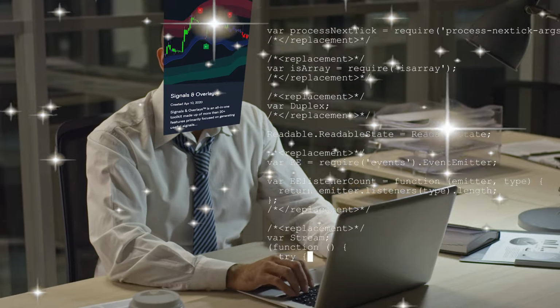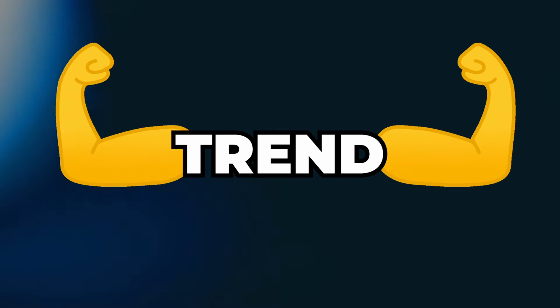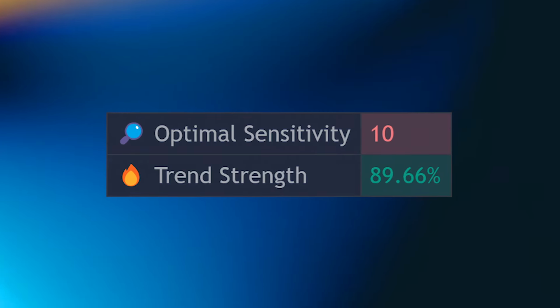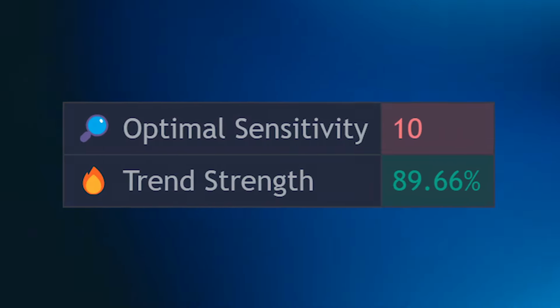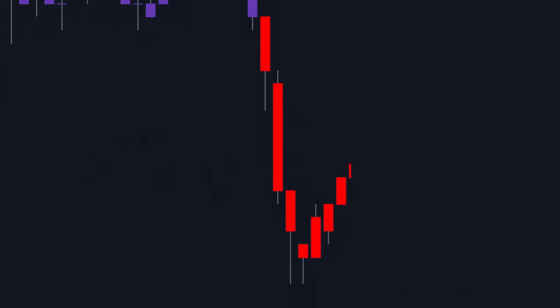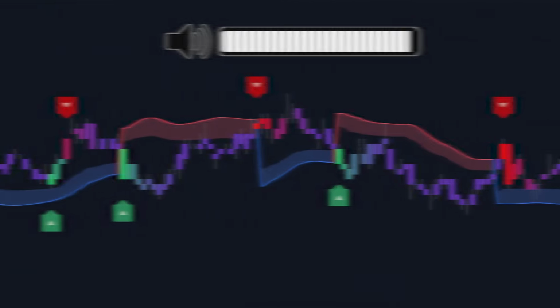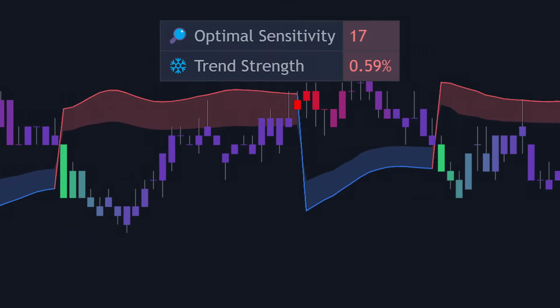The Signals and Overlays toolkit is constantly calculating multiple market factors to determine the strength of the current trend. This allows the indicator to provide you with a reading of the trend strength right there on the indicator dashboard. And when this filter is active, the indicator will only display a signal if the trend strength is above 50%, effectively cutting out the noise and eliminating weaker signals during choppy market conditions.